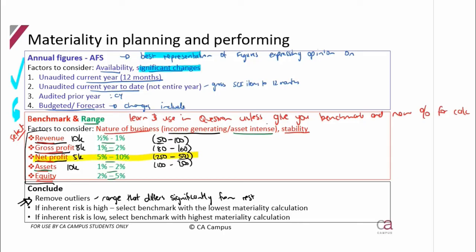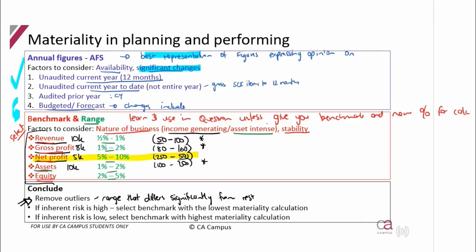Look at that difference. Its minimum is 250. My other minimums are 50, 80, and 100. They all seem similar. 250 is more than double the larger of those. And then the other side of it, 100, 160, 200, they're all similar. 500 is again more than double the maximum there. So I can see that net profit is an outlier. It differs significantly from the rest. So I say net profit is an outlier. I cannot use it. And now my applicable ranges become revenue, gross profit, and assets.